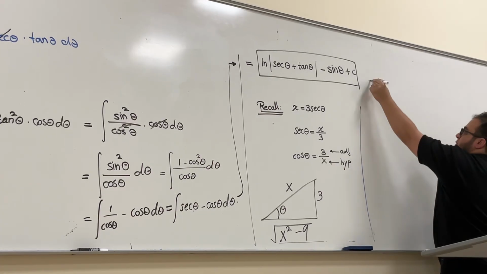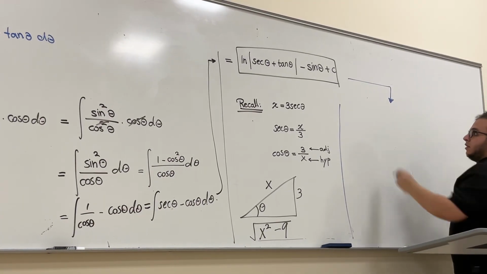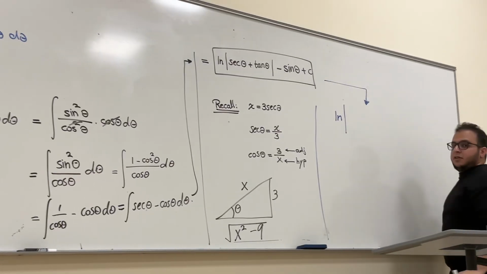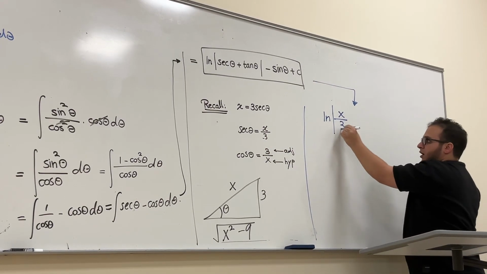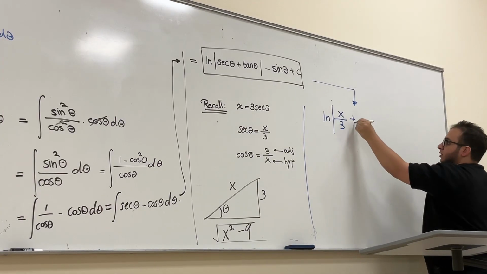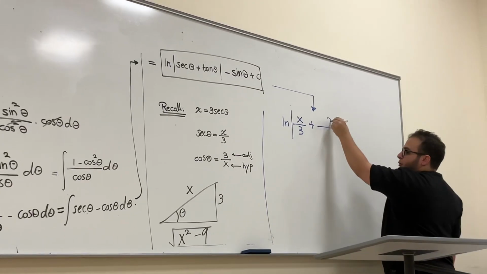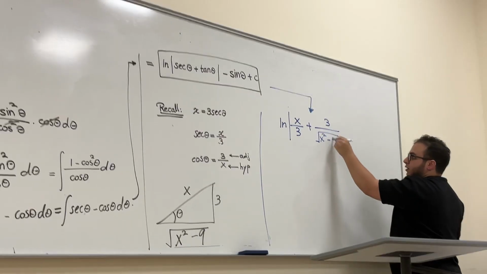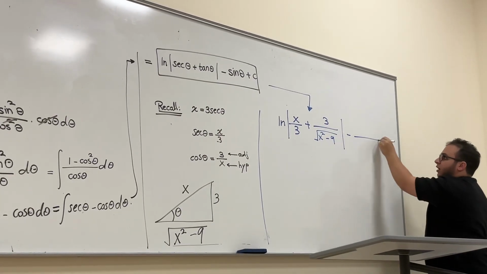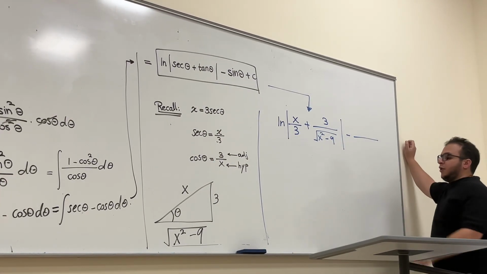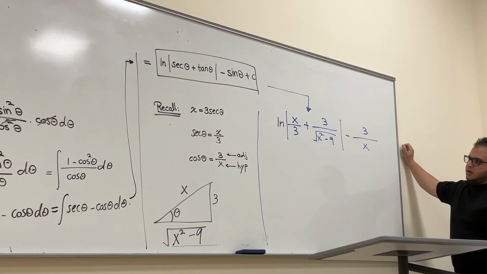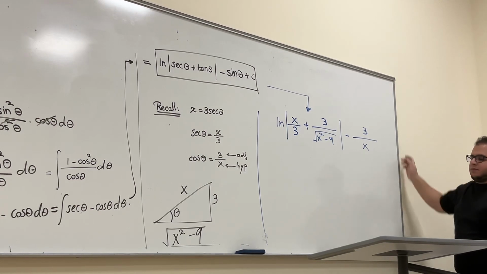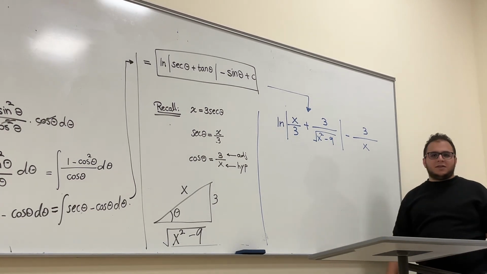So this becomes what then? This becomes ln of secant. Secant is what? We have it, x over 3. Plus tan, which is opposite over adjacent. And then minus sine, which is opposite over hypotenuse. Wait, what? No, guys, I made a mistake in the triangle.